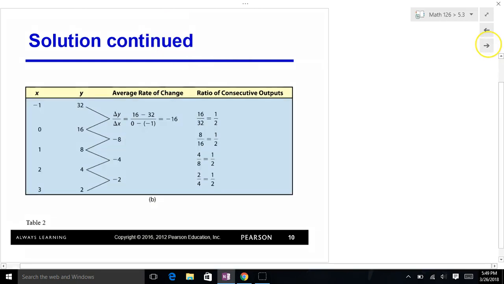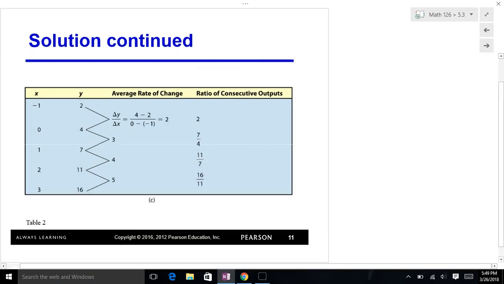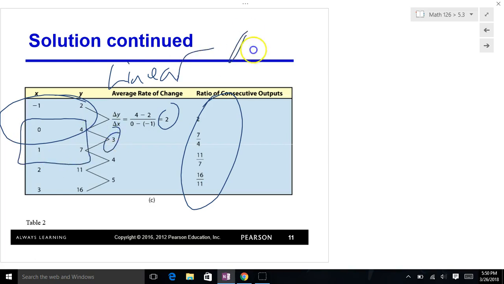A is linear. B we talked about: when you take the ratio of consecutive outputs, you end up with a growth rate of 1/2. This one was exponential. That was B. The third one was not exponential. We found that. But now we try to decipher, is this thing linear or not? Well, the first time when you find the slope between these 2 points, you get a slope of 2. Then you use these 2 points, you get a slope of 3. So this is neither. It's not linear, nor is it exponential.